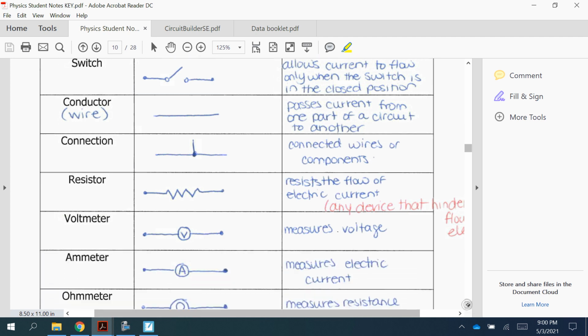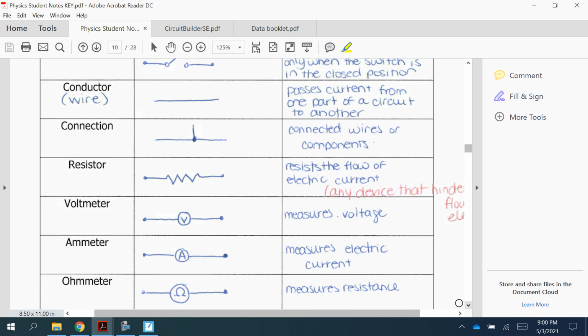And then we have our devices that measure different components within the circuit. So we'll look at a voltmeter, an ammeter, and an ohmmeter. We didn't really talk about an ohmmeter the other day, but that again is measuring the amount of resistance.